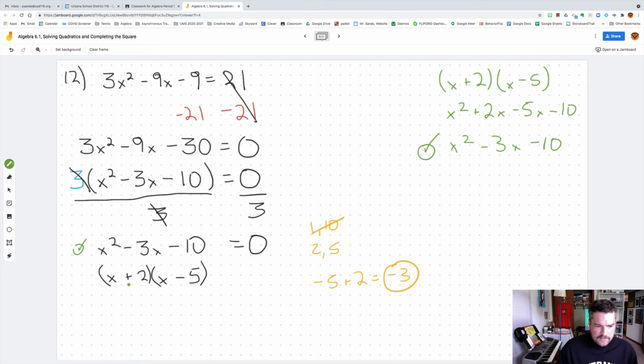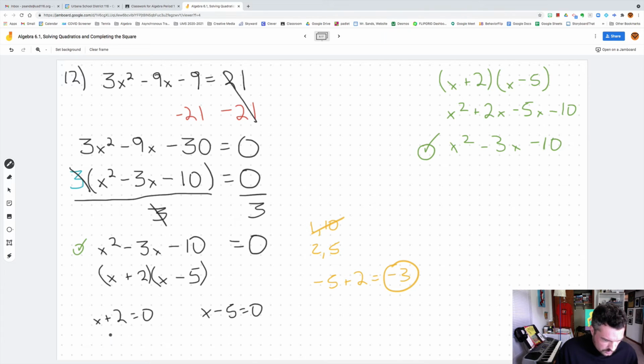So now I have two things multiplied by each other that equal 0. So I have to set them each equal to 0, and those will be the 2 points where this parabola is crossing the x-axis. It has a value of 0. So I have two equations now. x plus 2 equals 0, and x minus 5 equals 0.